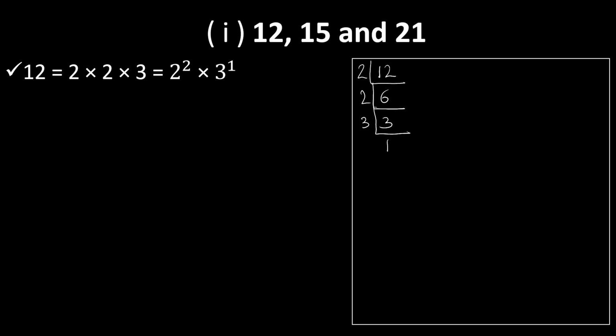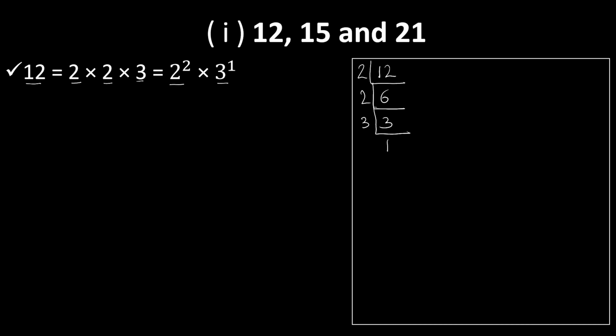Let's prime factorize. For 12, we are going to get 2 sixes are 12. Now 2 threes are 6. For 3, we will divide it with 3 only. So we are going to get 1. So we can write down 12 as 2 into 2 into 3, which can be written further as 2 raised to 2 into 3 raised to 1.